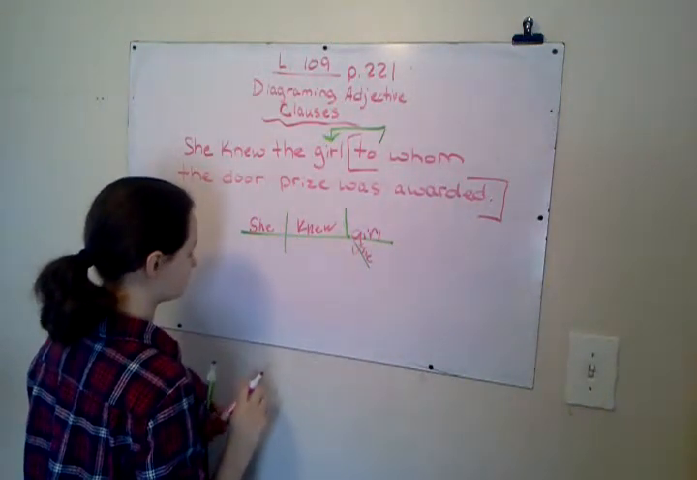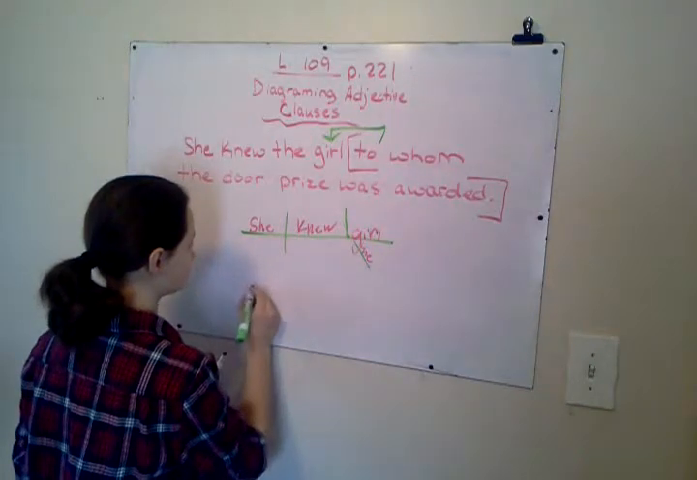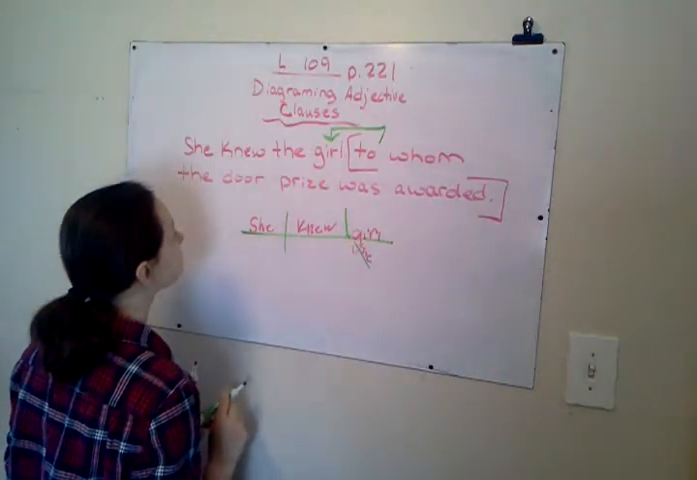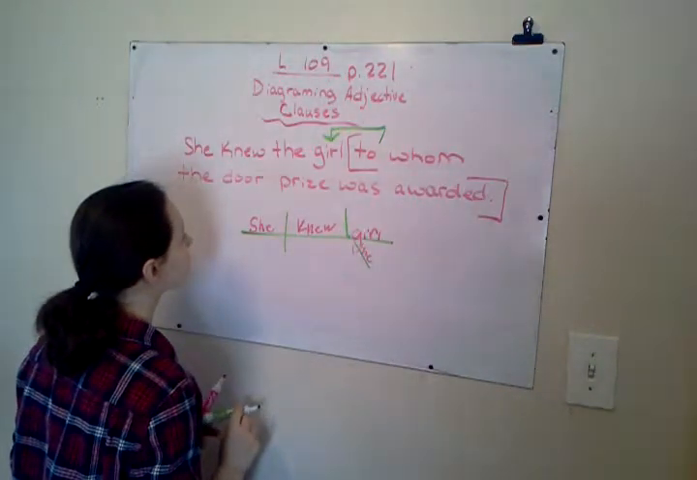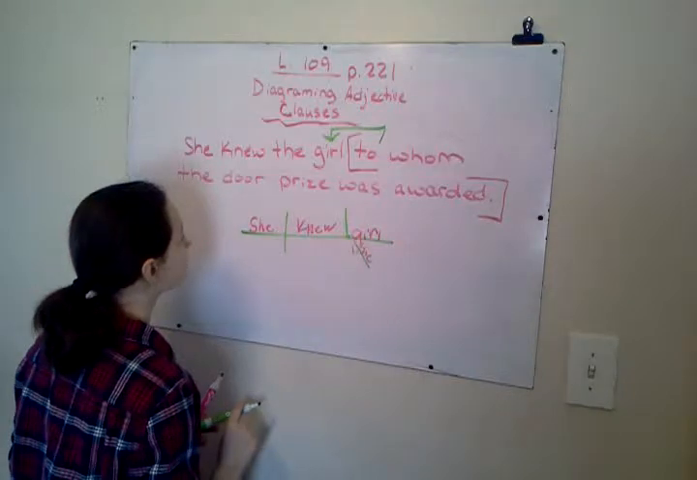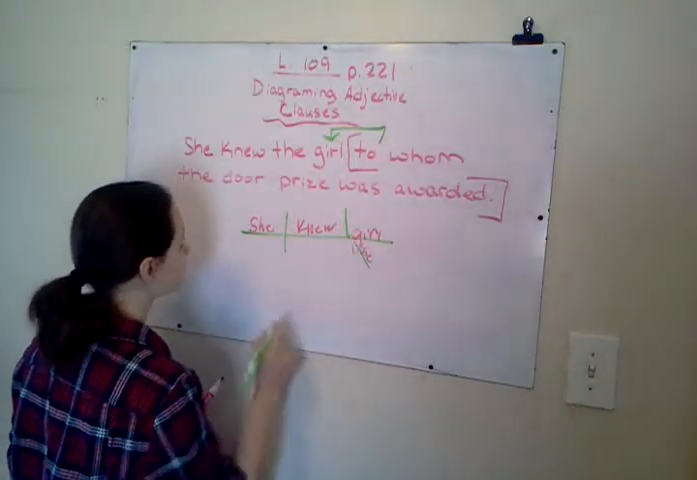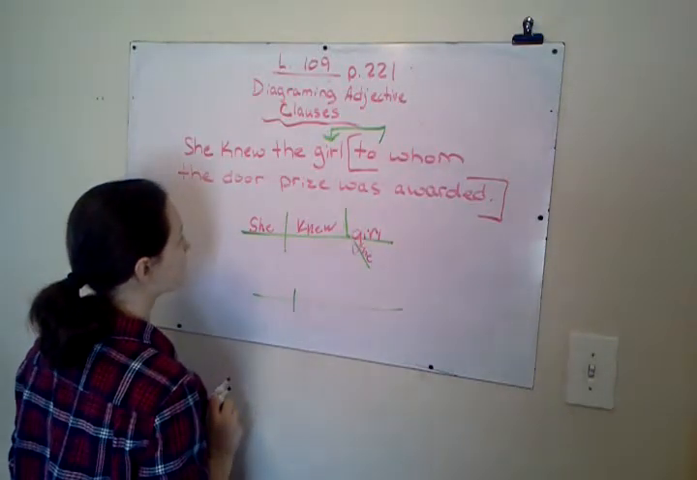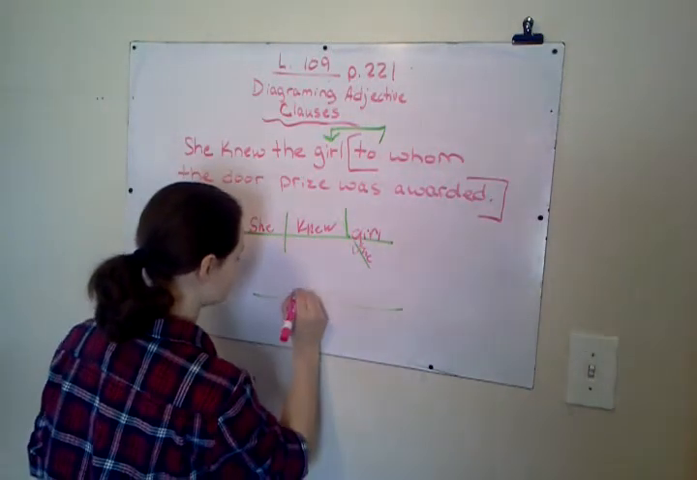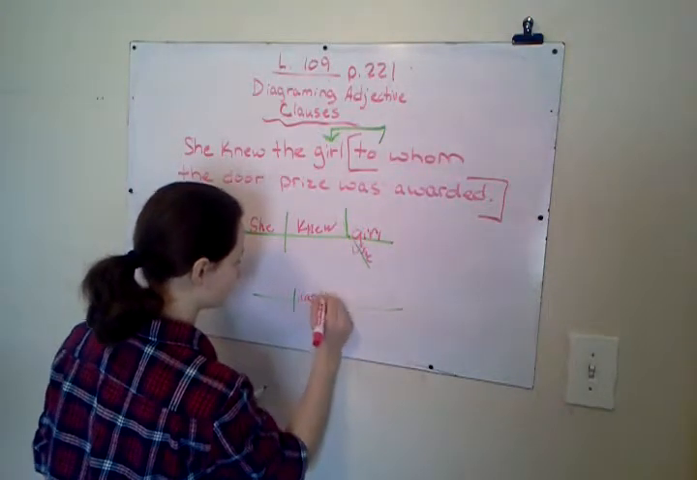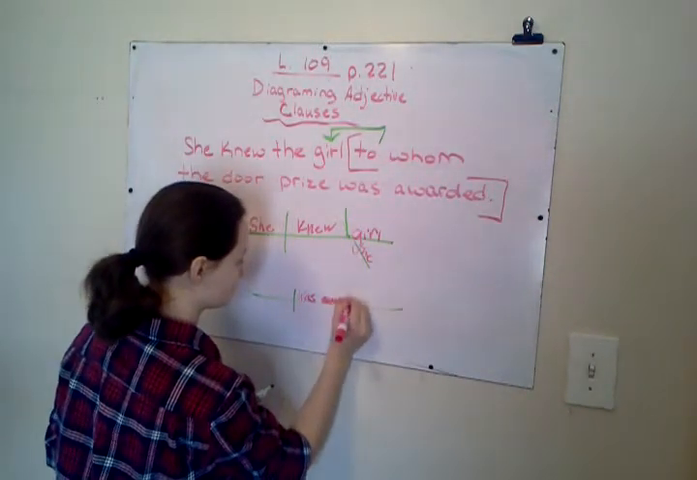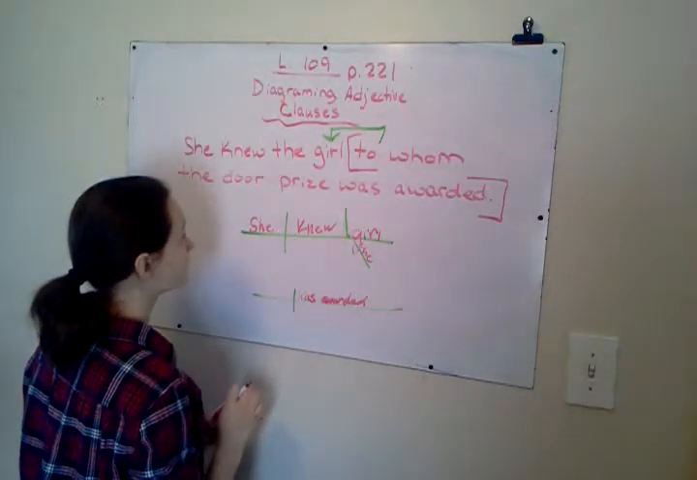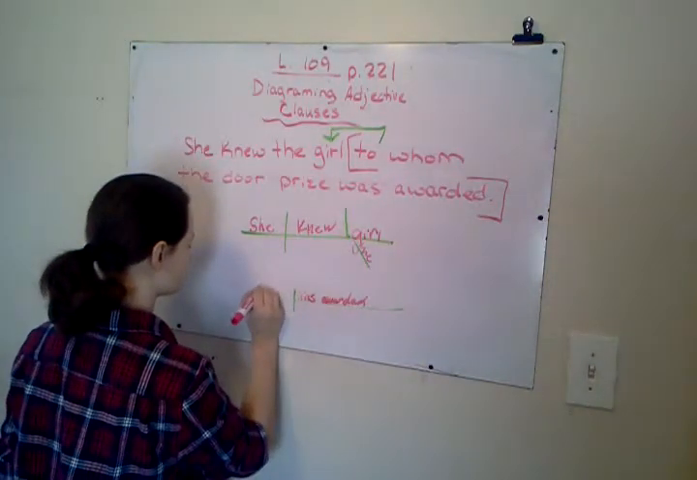Now we're going to diagram the clause. In our last sentence, the relative was doing the subject job, but that is not always going to be the case. In this sentence, our relative, to whom, is not doing the subject job. Let's find out what the subject and verb of the clause is. The verb is was awarded. That's our verb phrase. And to find the subject, we ask ourselves who or what was awarded. Prize was awarded. So prize is the subject.